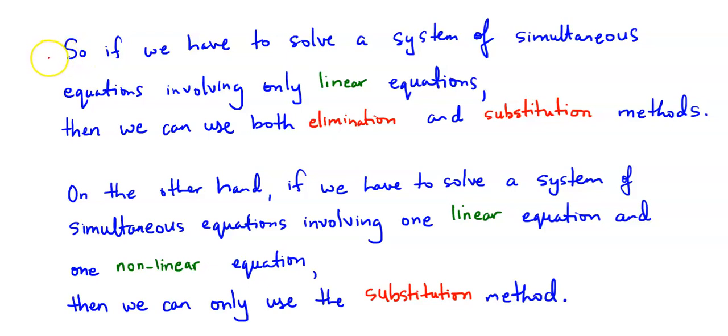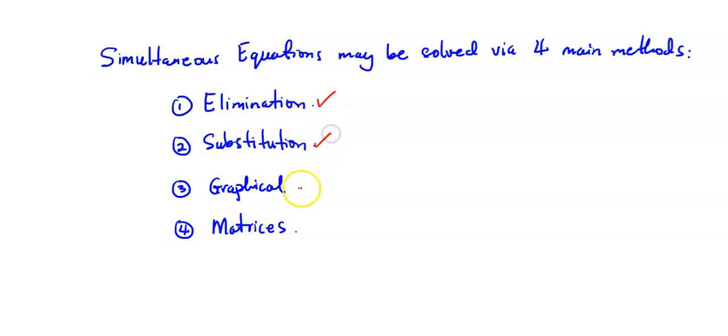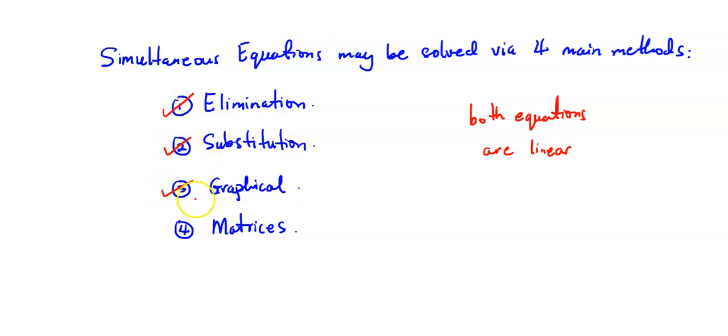Now in terms of the four methods that we talked about before, there's the method of elimination, substitution, graphical, and matrices. If we have to solve a pair of simultaneous equations where both equations are linear, then as mentioned before, we could either use the elimination method or substitution method. But we could also use the graphical method when both equations are linear, or we could even use the matrix method. So once we have linear equations, all four methods could be used.